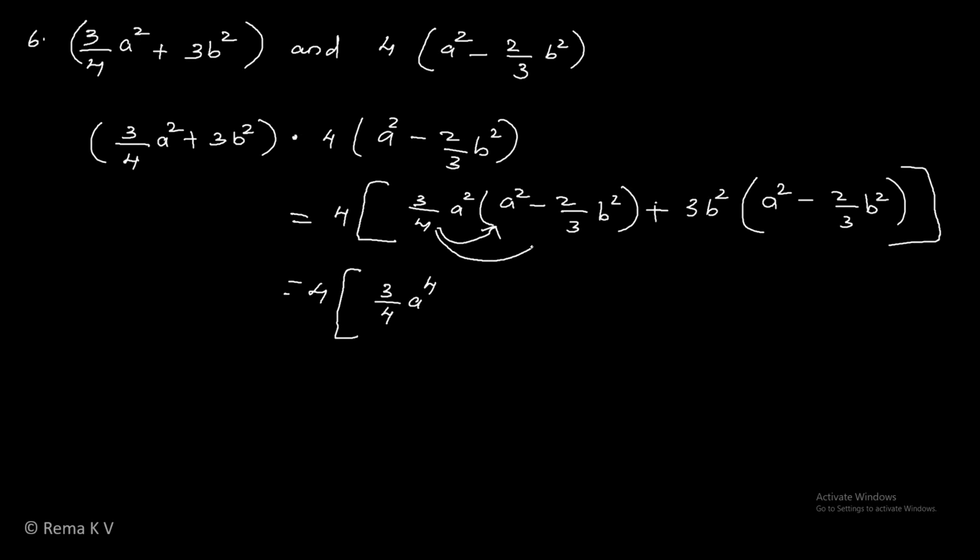Then multiplying these two, 3 by 4 into 2 by 3. Minus sign is here. Let us multiply the numerical coefficient. 3 by 4 into 2 by 3. We can cancel these two. These two get cancelled. So 1 into 1 it is 1, 2 into 2... it is 2. So the numerical coefficient here is 1 by 2. Then variables a square into b square. It is a square b square.